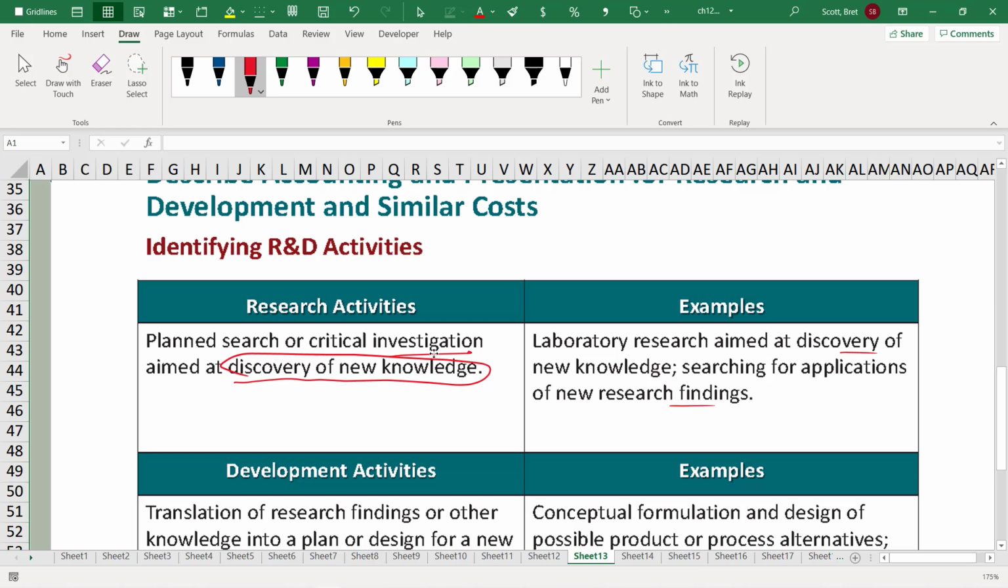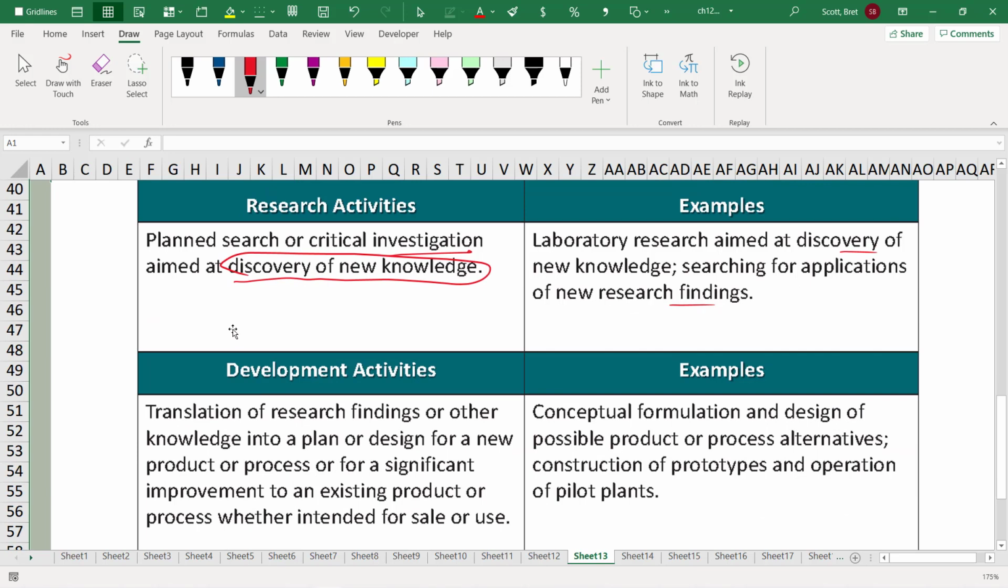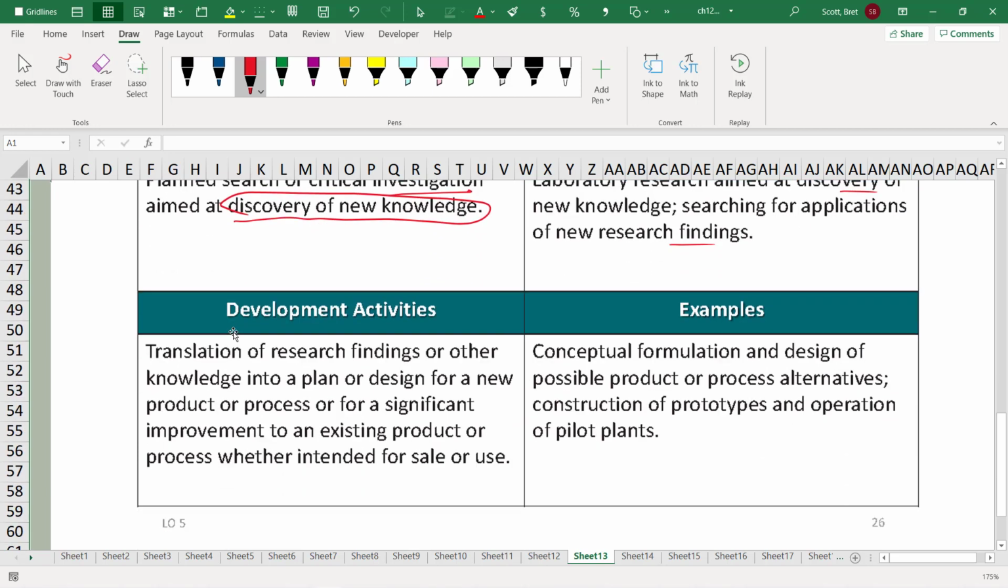Okay. In the case of development, it's sort of the next step. It's research, then we develop, right? So translating research findings into a plan or design for a new product or process. So it's kind of like taking the one above and saying, next step, let's develop that. Okay, so research and development, two different things. Research first, then development.